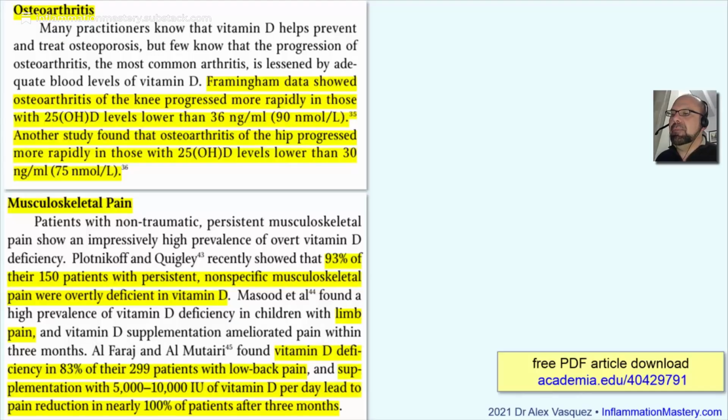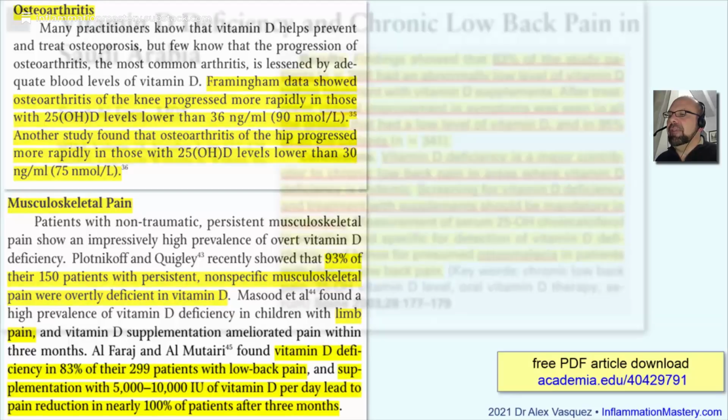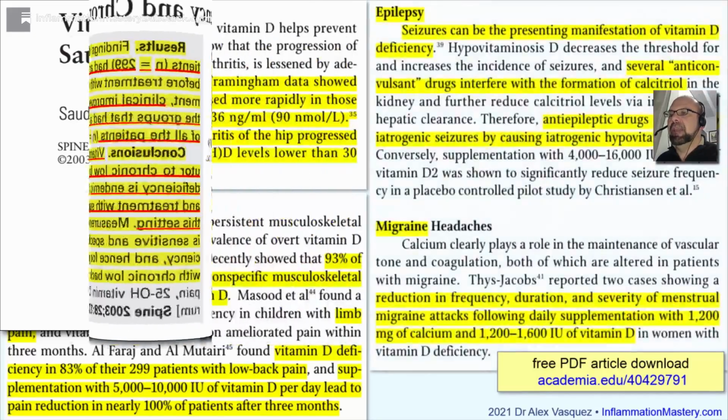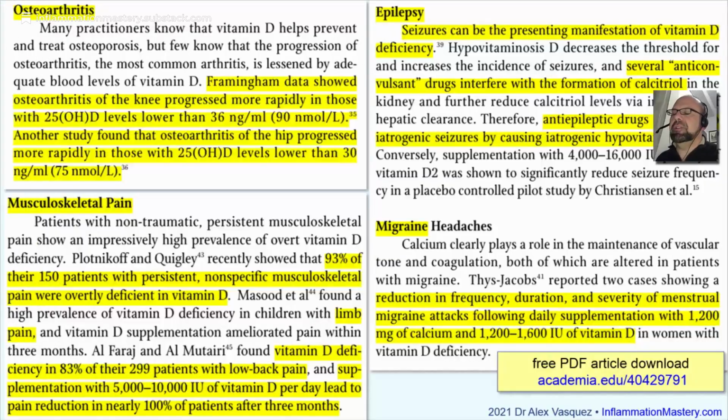This includes spine pain and limb pain. Another study in Saudi Arabia found vitamin D deficiency in 83% of almost 300 patients with chronic low back pain, and after supplementation with vitamin D, the back pain was alleviated in nearly 100% of those patients after 3 months of treatment.